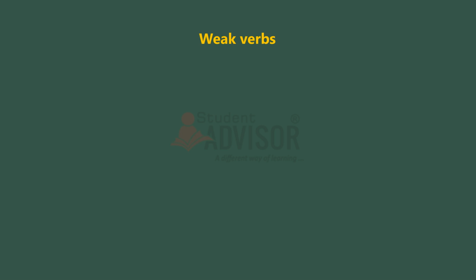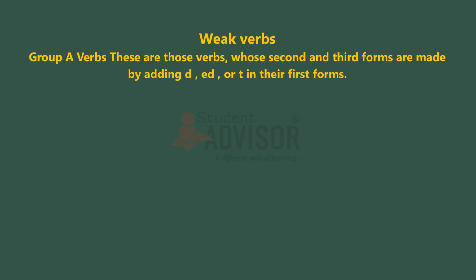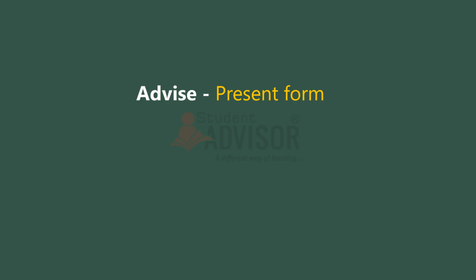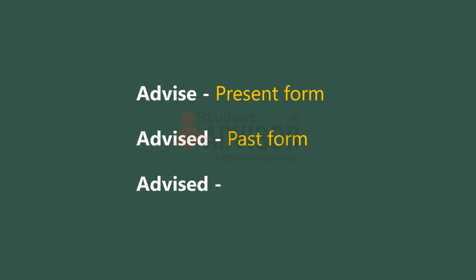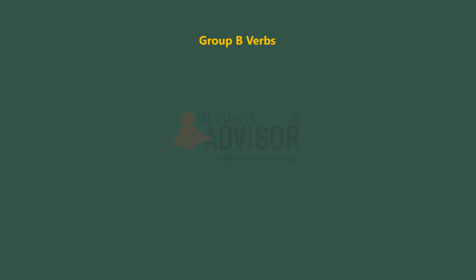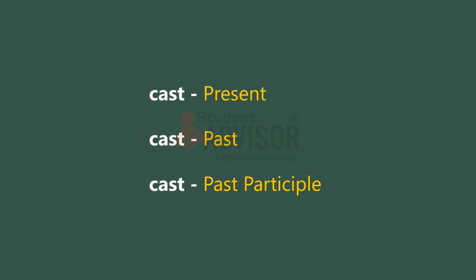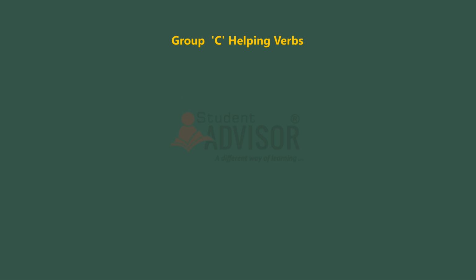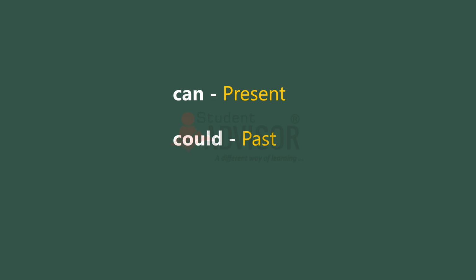Weak verbs. Group A verbs. These are those verbs whose second and third forms are made by adding d, ed, or t in their first forms. Advise, present form; advised, past form; advised, past participle form; advising, ing form. Group B verbs. All the three forms of the following verbs are similar: cast, present; cast, past; cast, past participle; casting, ing form. Group C. Helping verbs. Can, present; could, past; shall, present; should, past.